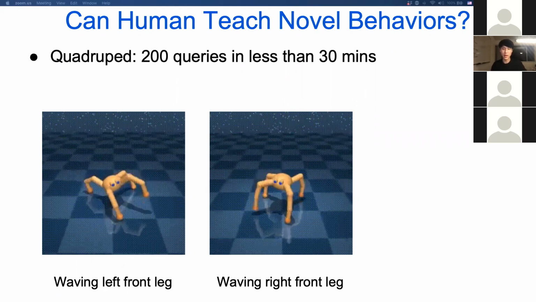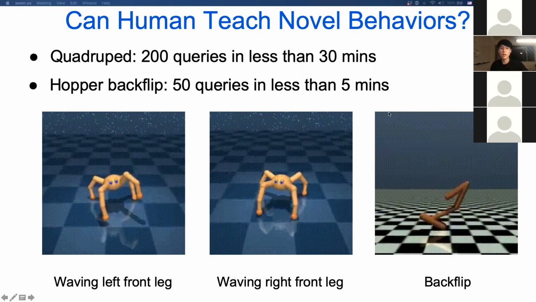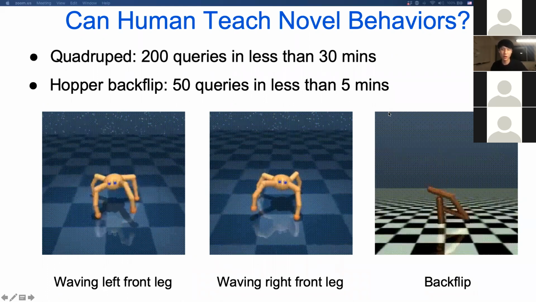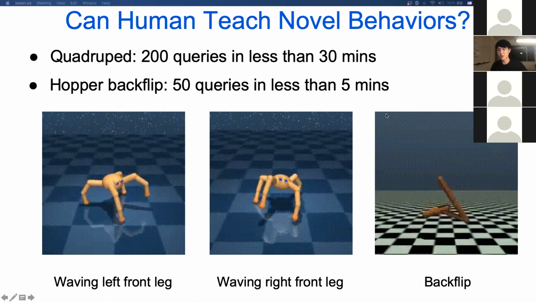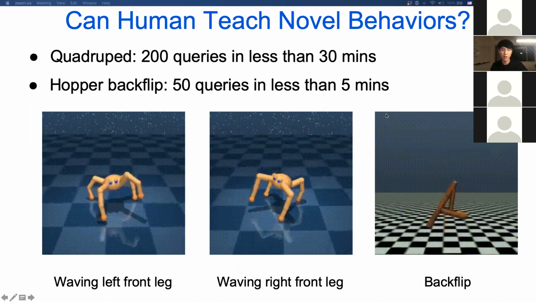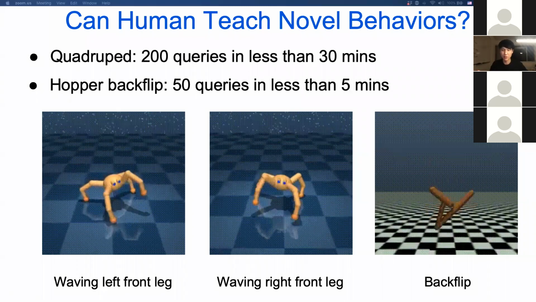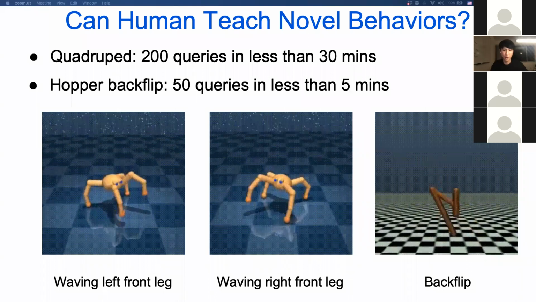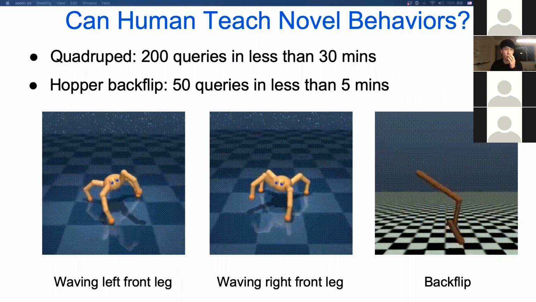And we also show that we can teach the hopper to perform the backflip using only 50 queries. Here, I want to remark that defining a reward function for backflip is non-trivial. So these experimental results show that we can teach novel behavior without well-defined, well-engineered reward functions.